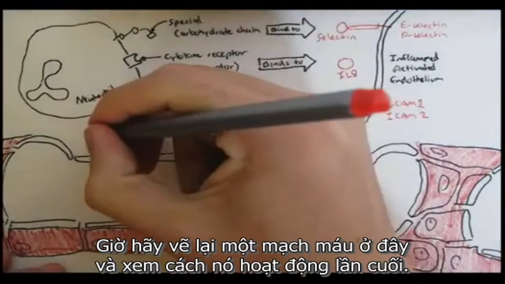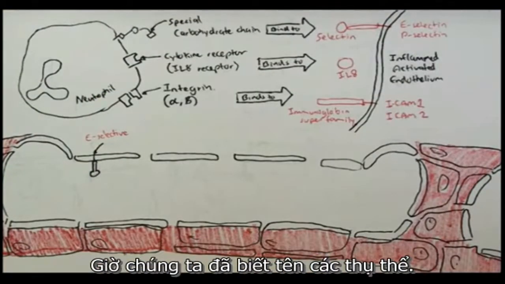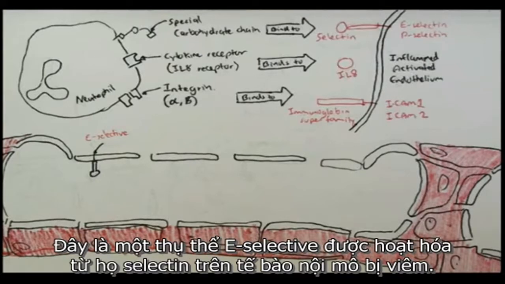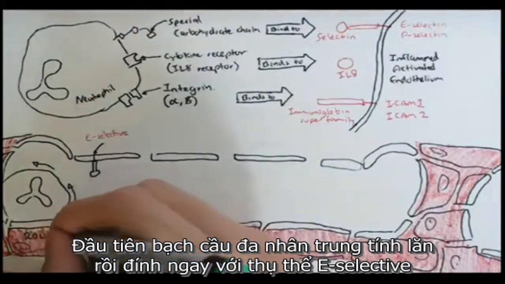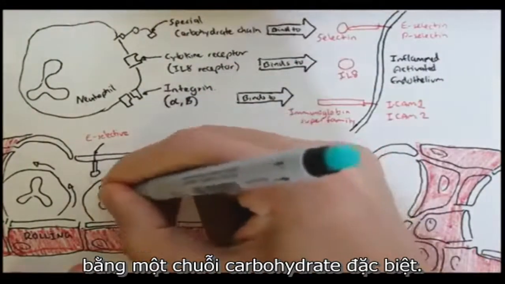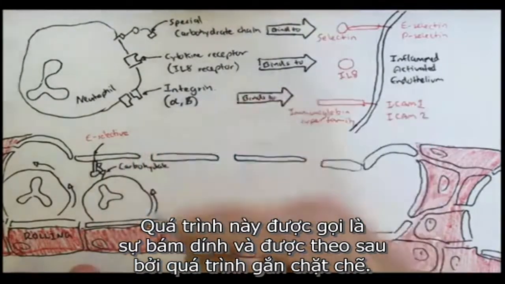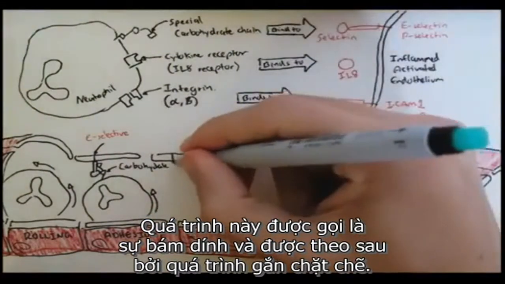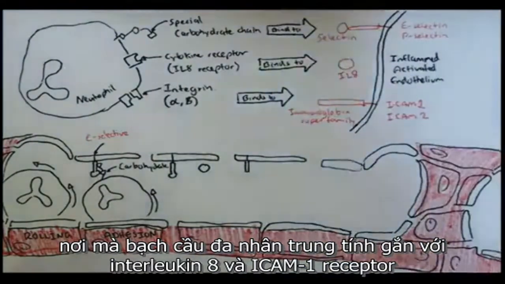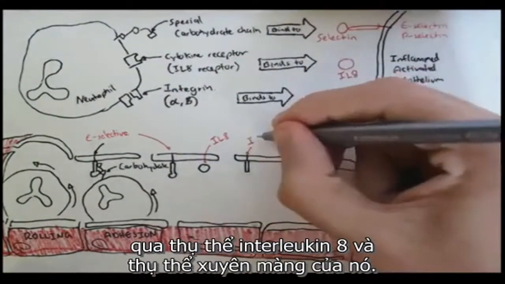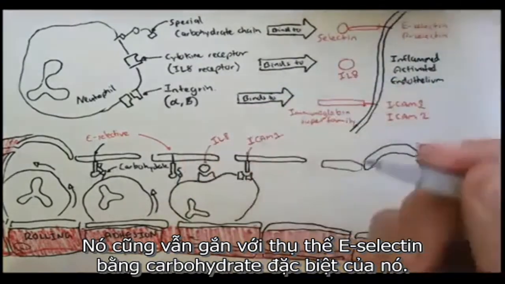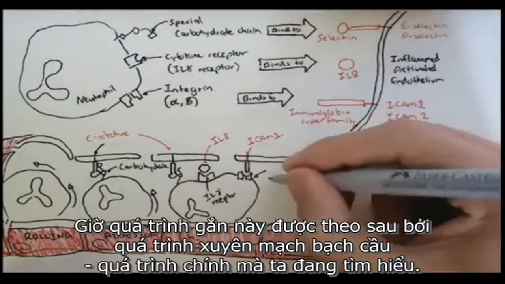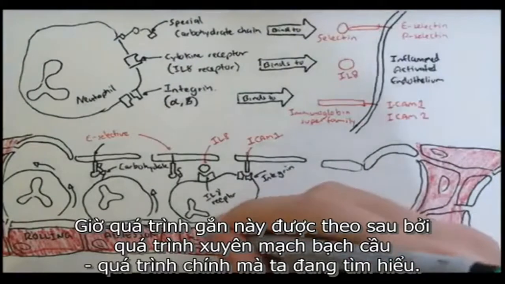Now let's just draw a blood vessel here again and see how it works for the last time, seeing we know the names of the receptors now. So here we have an activated E-selectin receptor from the selectin family on the inflamed endothelial cell. So firstly, the neutrophil is rolling and then attaches momentarily to the E-selectin receptor with its special carbohydrate chain. Now this adhesion is then followed by the tightly binding process, where the neutrophil binds to the interleukin 8 and the ICAM1 receptor with its interleukin 8 receptor and its integrin receptor. It still also binds to the E-selectin receptor with its special carbohydrate. Now this binding process is then followed by the diapedesis process, the main process we're looking at.